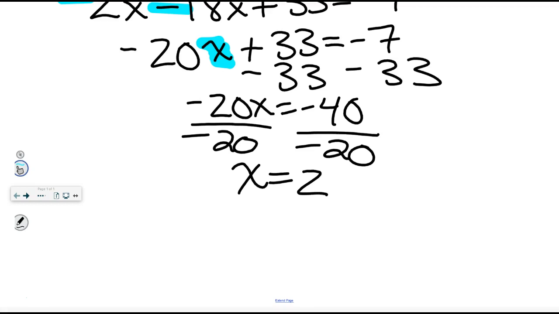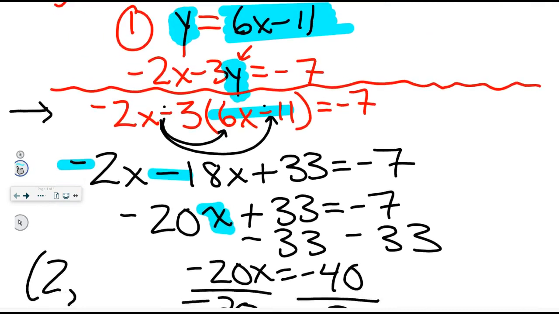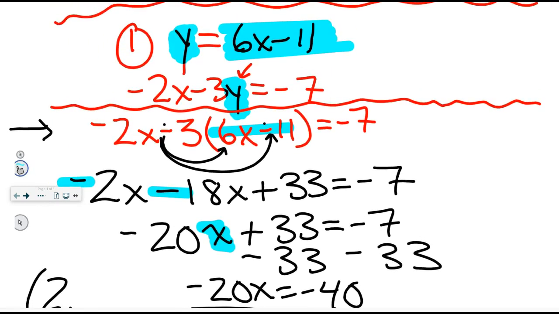These are actually where 2 lines cross. This would be at 2, comma. Now you have to head all the way back up. You have to plug that 2 in. And the easiest place to plug it in to get the y would be right here, because it actually says y is equal to 6 times x, which we said is 2, minus 11. 12 minus 11 is 1.